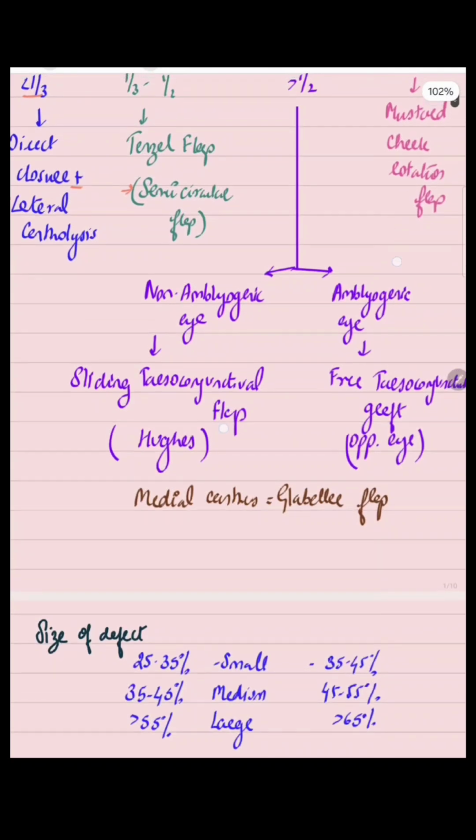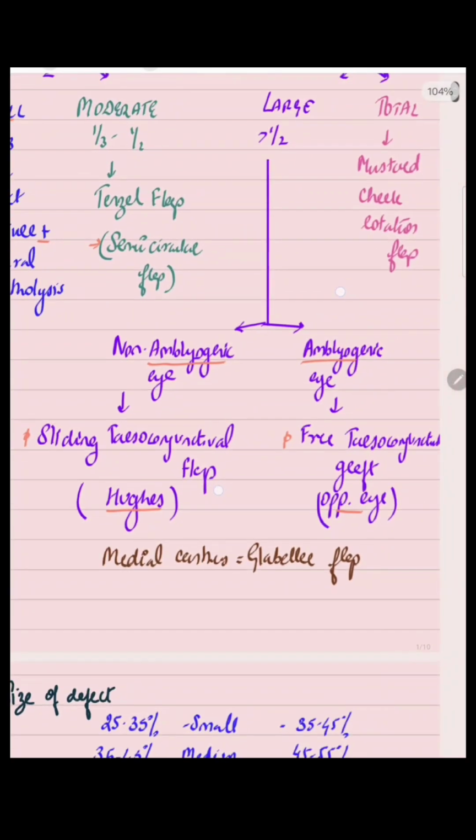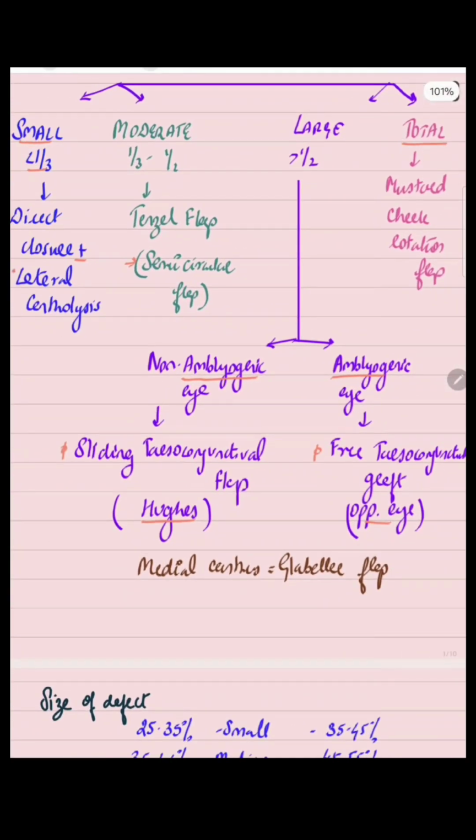If it is large, more than half is involved, in a non-amblyogenic eye, a sliding tarsoconjunctival flap, that is the Hughes procedure, is done. In an amblyogenic eye, a free tarsoconjunctival graft from the opposite eye is taken. For total defect, the Mustard cheek rotation flap is preferred. In middle canthus defect, a glabellar flap is done.